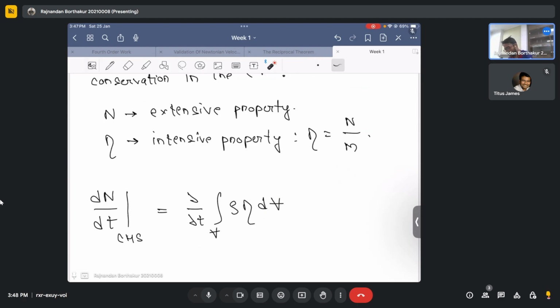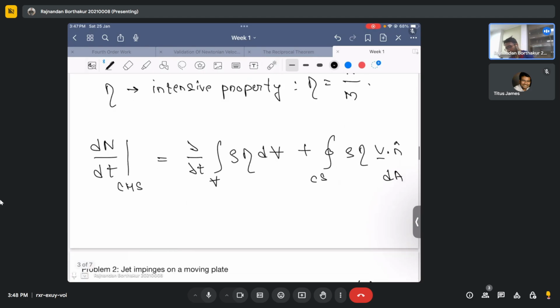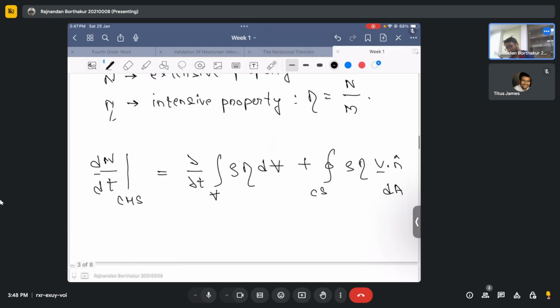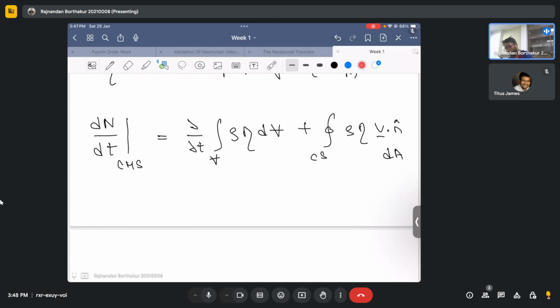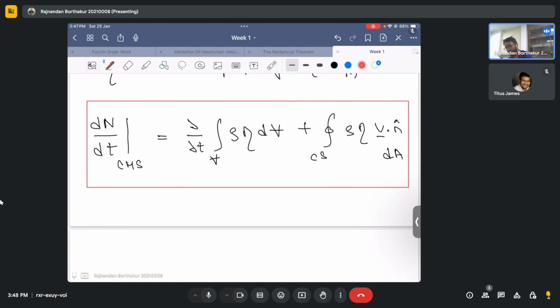So this term that you see on the right hand side is nothing but the rate at which the property per unit mass, which is eta, changes with time inside the control volume, plus there is a correction term which we call the efflux, which is the control surface integral of rho eta, the velocity dot n cap dA. So that's it. That's the Reynolds transport theorem, which you have seen in the lecture series as well. Since you have already derived this in the lecture series, we will not go into the derivation, but this is basically the Reynolds transport theorem.